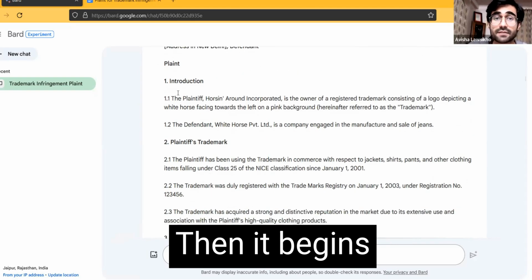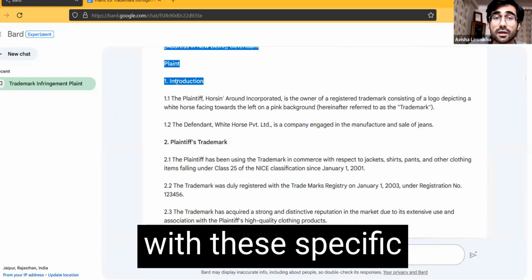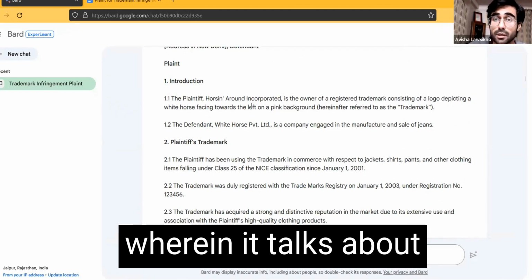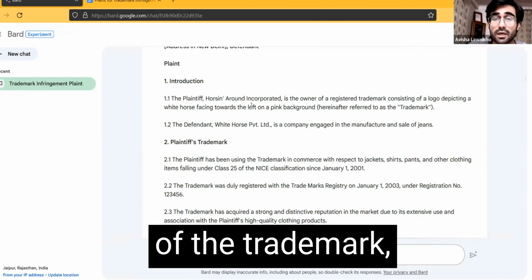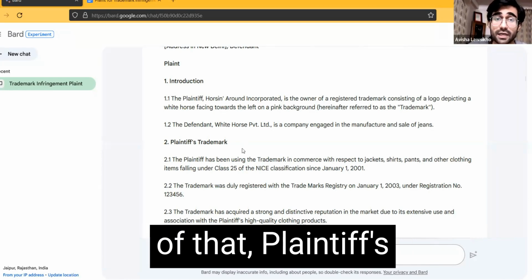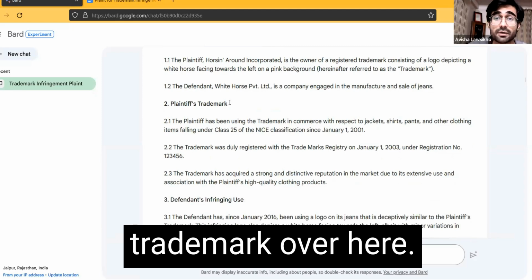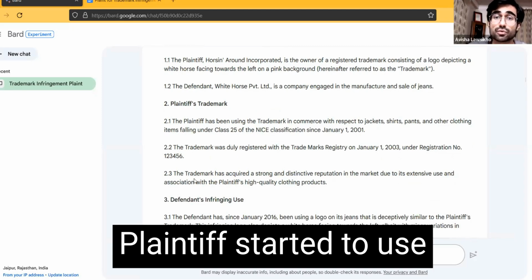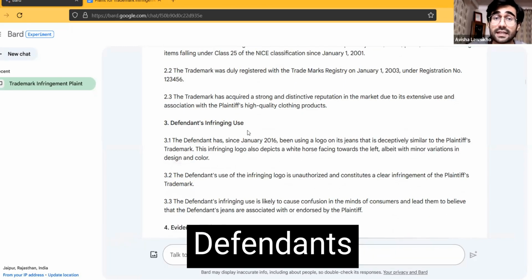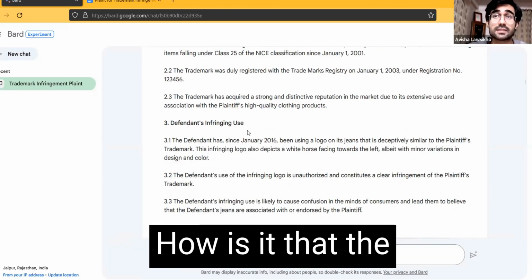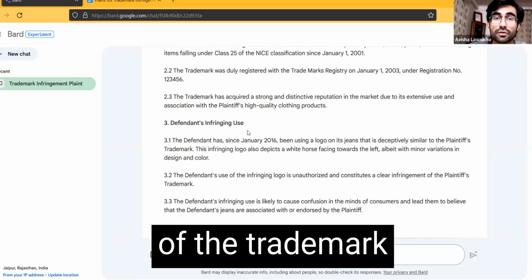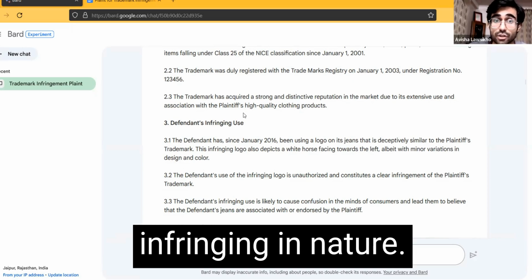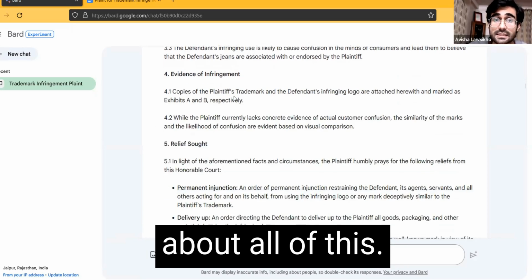Then it begins with these specific headlines, introduction, wherein it talks about the incorporation of the trademark, the incorporation of the company, all of that, plaintiff's trademark over here. It talks about when exactly the plaintiff started to use the trademark, all of that. Defendant's infringing use: how is it that the defendant's use of the trademark is infringing in nature? So it talked about all of this.